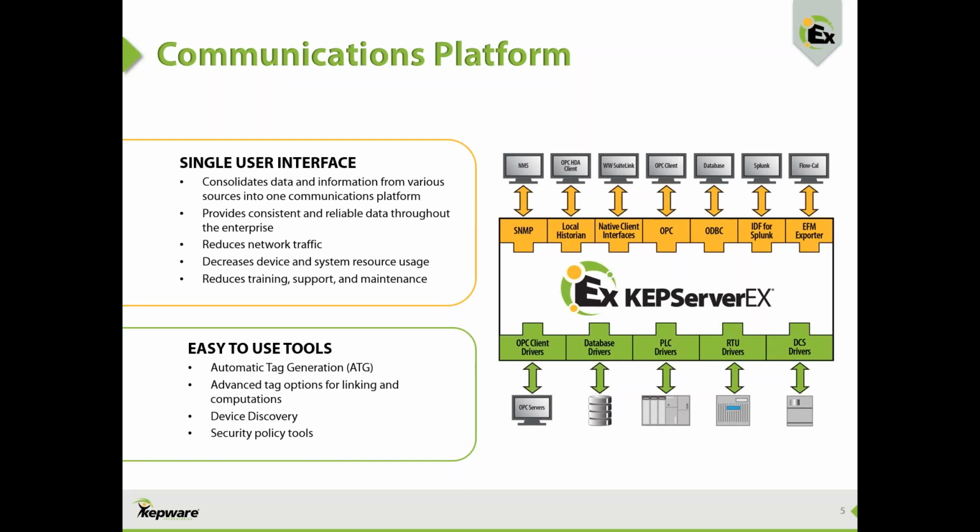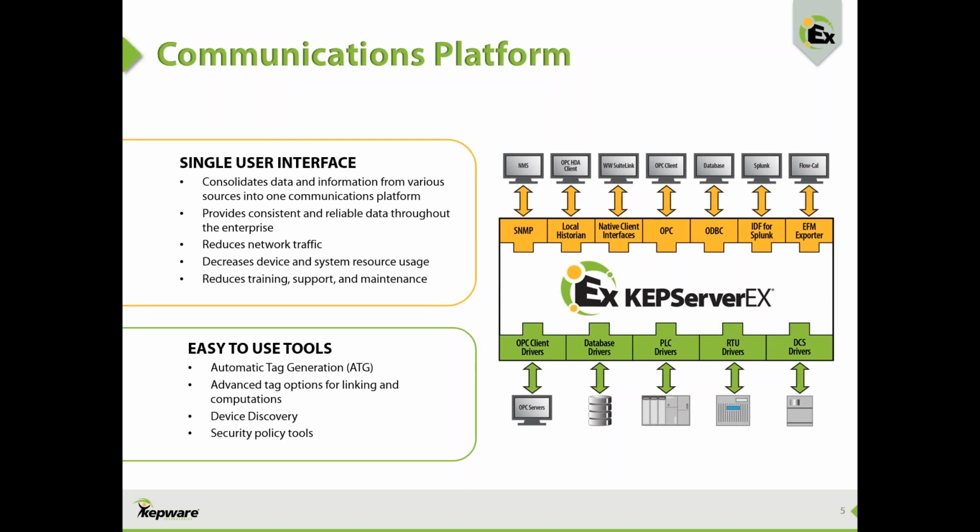On the bottom in the green there, we have what we call our drivers. You can connect to PLCs, controllers, RTUs, DCS systems, databases, and the list goes on and on. Like I said, there's 150. We pull that data into our communications platform, KEPServerEX. It's a single user interface. It will model that data in a unified way and then just provide that data connectivity up to the layer in yellow, which is what we call our client interface layer. And we can convert that data into OPC, into ODBC for SQL databases, into measurement data for our EFM exporter, simple network management protocol, SNMP, and as we're going to talk about today, into REST and MQTT through our IoT Gateway. So the idea here is that you're centralizing all your information.